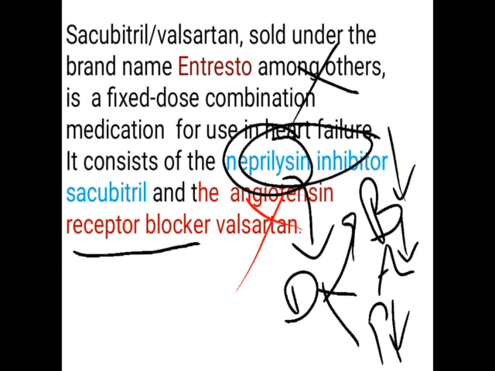And if those three are not degraded, their concentration remains as it is, their concentration will not decrease. If the concentration does not decrease, they will cause the dilatation. So in this way, this neprilysin inhibitor works. So the drug sacubitril is one of the neprilysin inhibitors.